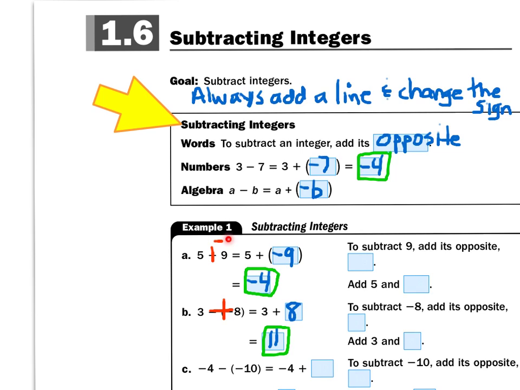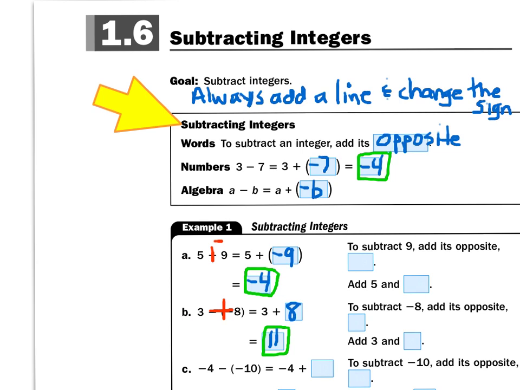Okay, let's look at example 1, subtracting integers. Look at A, 5 minus 9. Notice how when I see a subtraction sign, I add a line and change the sign. So it becomes 5 plus negative 9, and of course, 5 plus negative 9 would be negative 4.